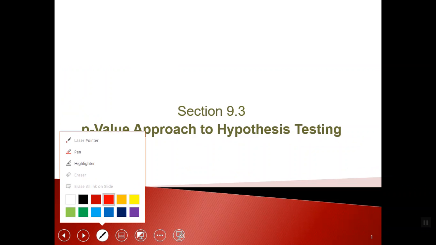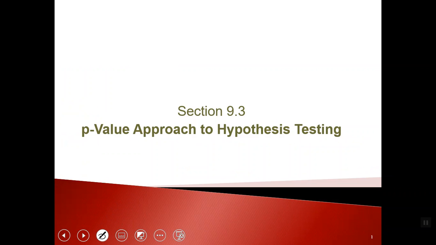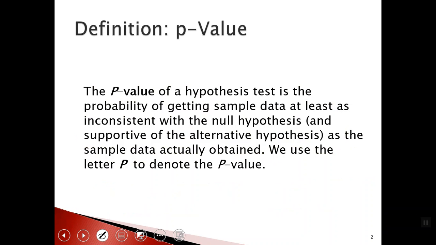So today I have to do chapter 9.3, p-value approach to hypothesis testing. If you remember last section, section 9.2, we did the critical value approach to test the hypothesis. This is a little bit similar to that critical value approach, but this is specifically the p-value approach. So these are the two approaches we have to test the hypothesis. Okay, let's see what this p-value approach is.